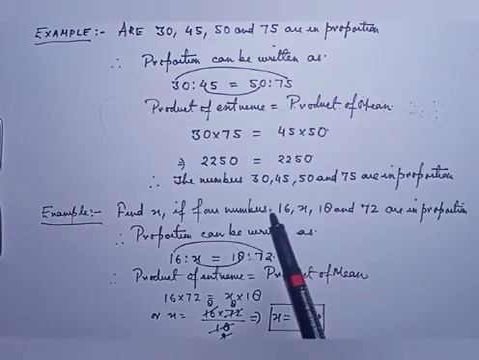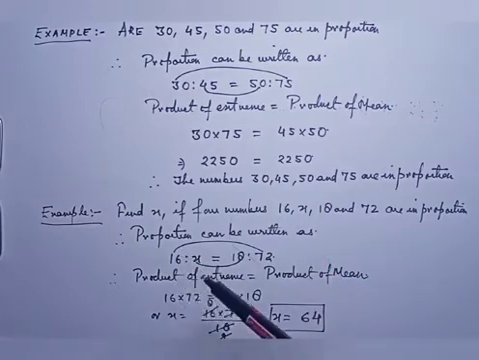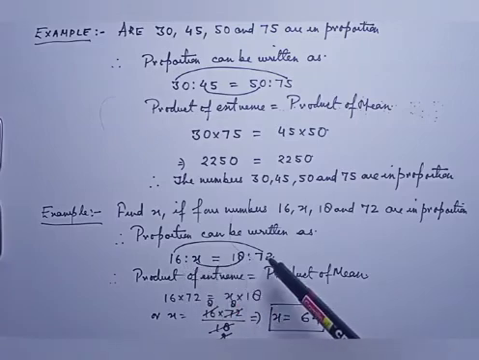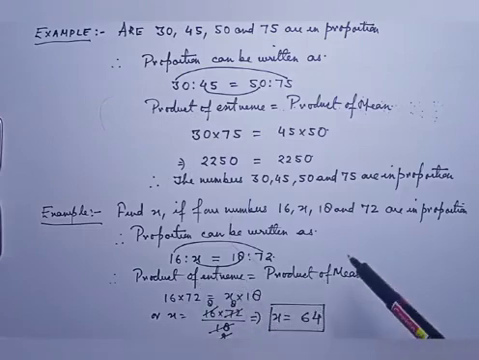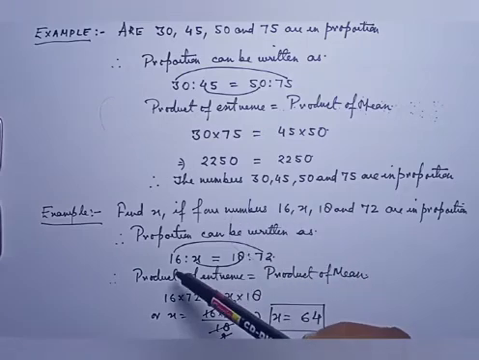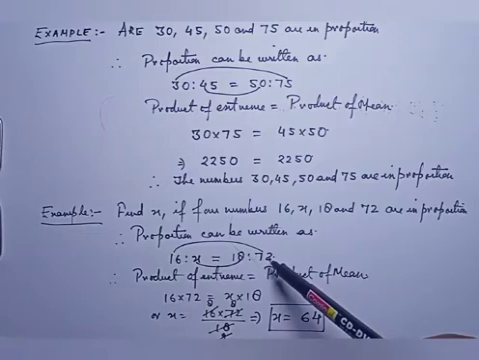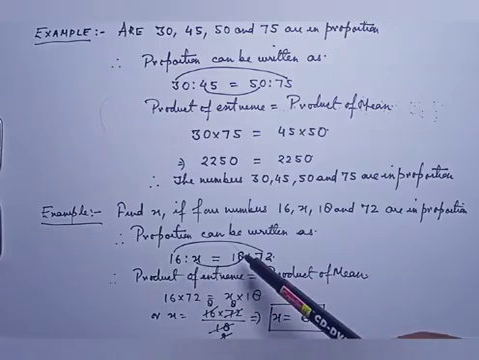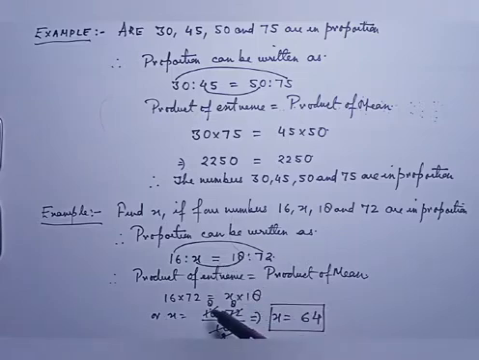So first of all, we are going to write the given numbers in proportion. Over here, the proportion can be written as 16 is to x is equal to 18 is to 72. As we know, product of extremes is equal to product of means. So the product of extremes is 16 into 72, which is equal to the product of means, x into 18. When we simplify it, x comes to 64.